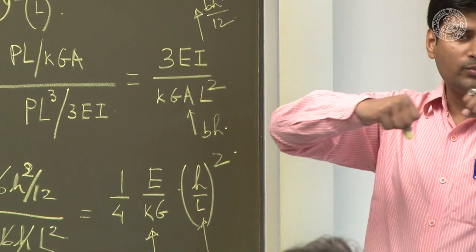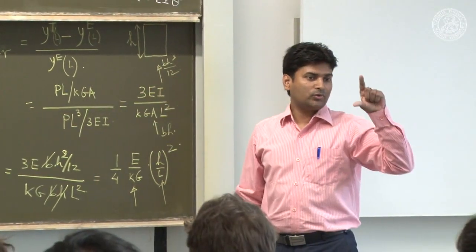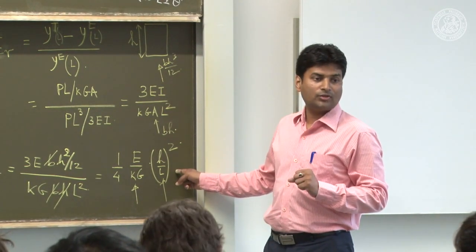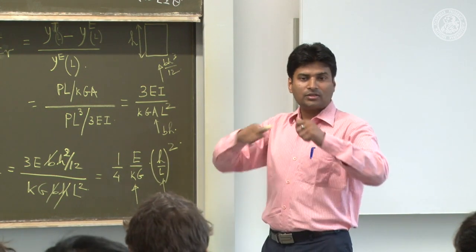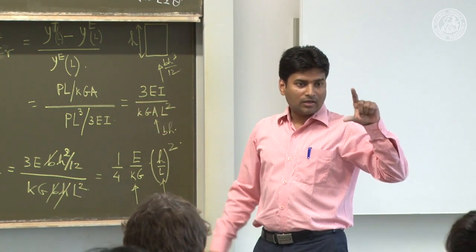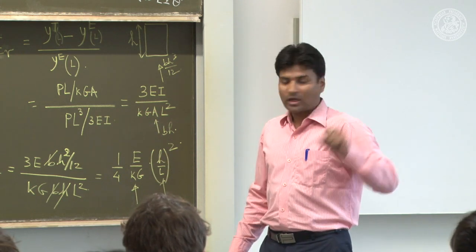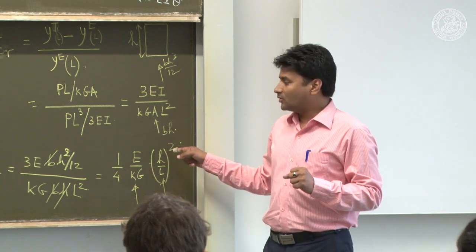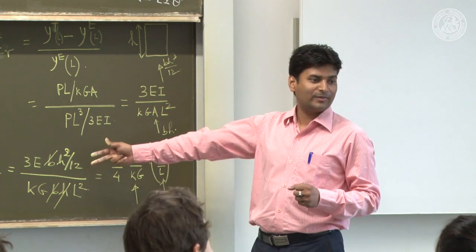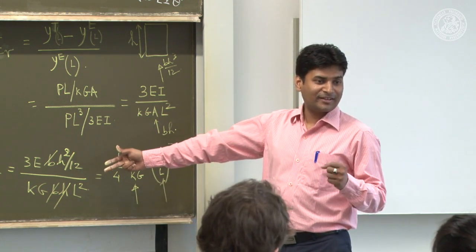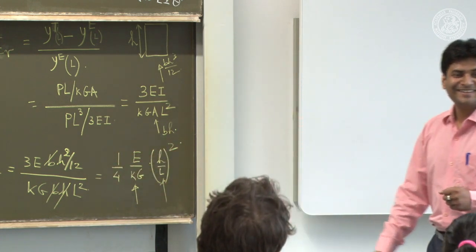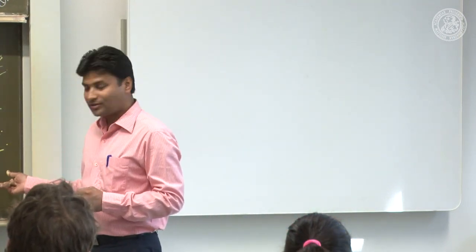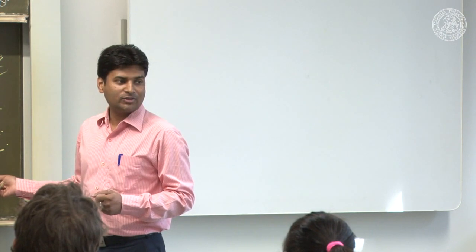So if you have a very slender beam, long compared to its lateral dimension, this number would be very small. For example, your length is 10 meters and H is 1 meter. So H by L is 0.1 and this is 0.01. So who cares about 0.01? Relative error 0.01. Mechanics people care, but engineers do not care, right? So now you see when to use Euler and when to use Timoshenko.